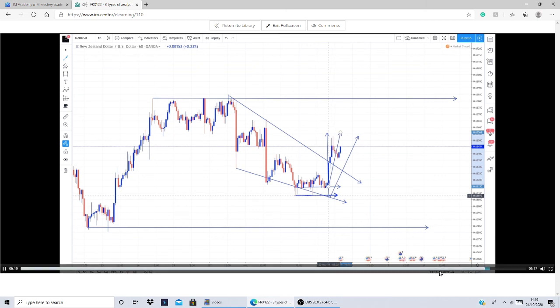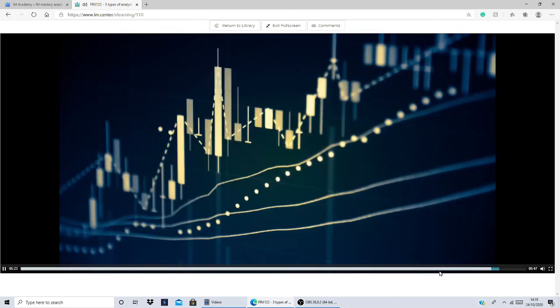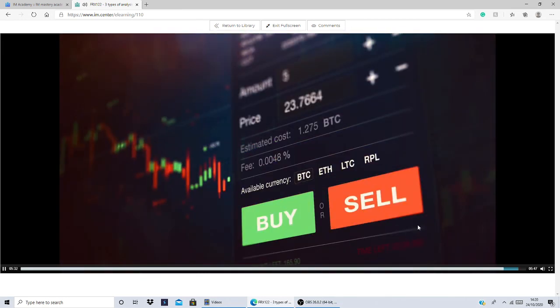This is going to conclude our training on the three types of analysis in the market. Throughout your trading career, continue to master and pay attention to each of the technical, fundamental, and sentimental standpoint inside of the market, and you will become a pro in no time.